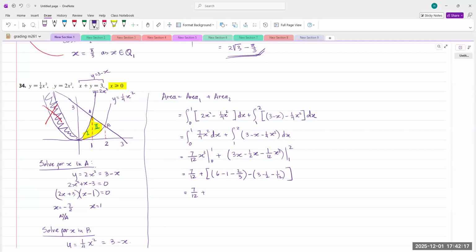I just do it fast. 6 minus 1 minus 3, that's 2. Okay, minus 2 thirds plus 1 half plus 1 twelfth, that's 7 twelfths.